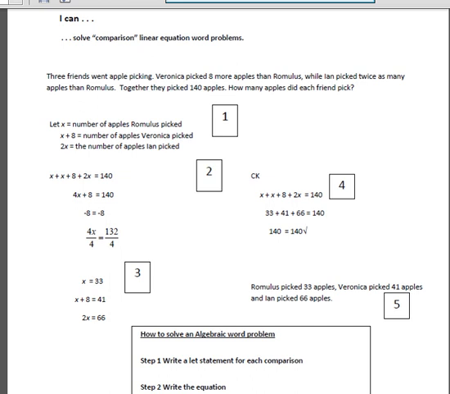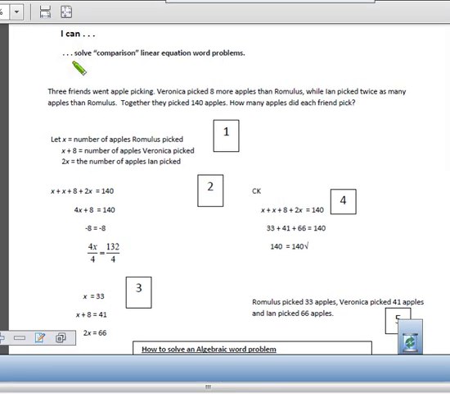You'll find this begins on page 27 in your notes packet, and you should have the page that looks like the one you see on your screen. So the target for this is I can solve comparison linear equation problems. So we're going to be comparing some things. And I think you'll understand what that's all about when we read some of these problems.